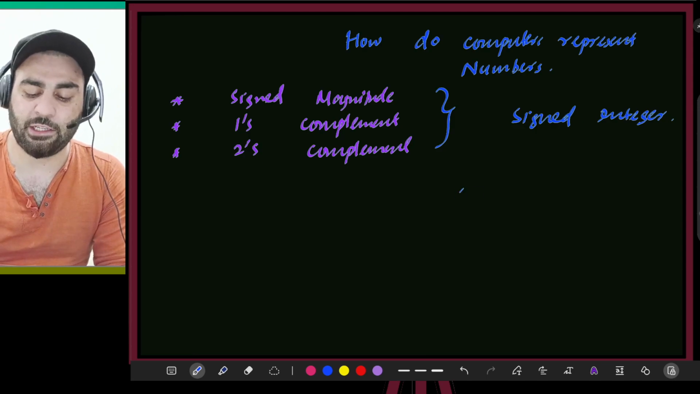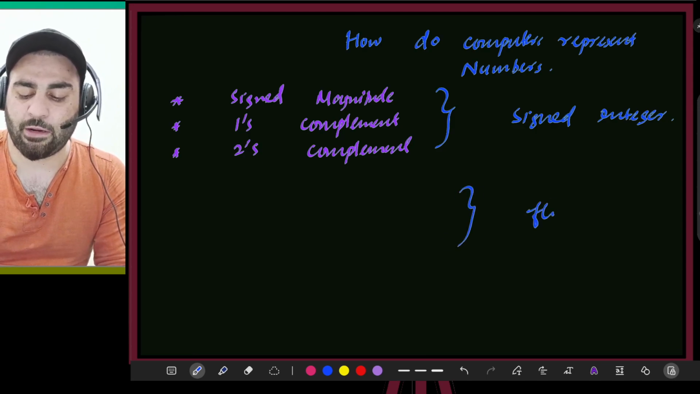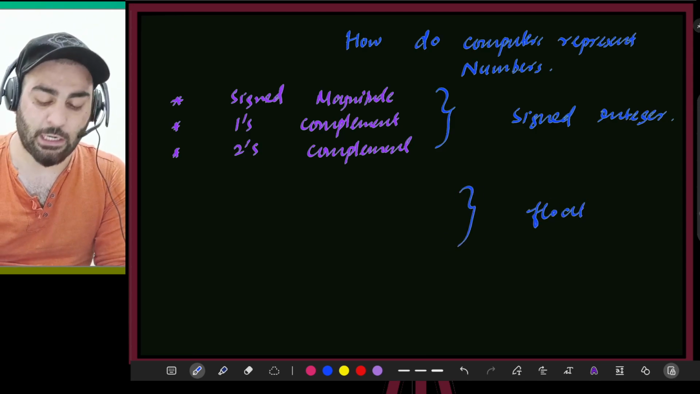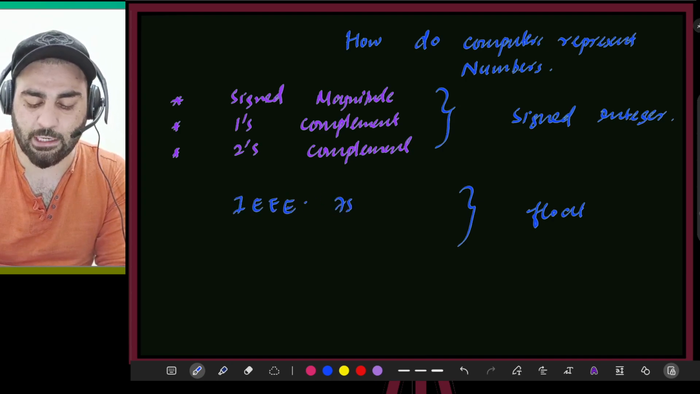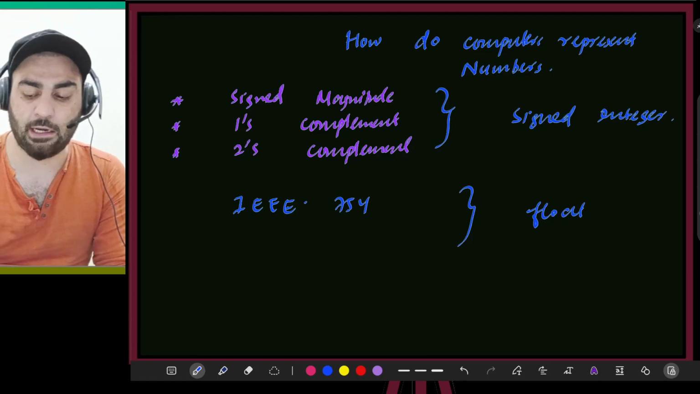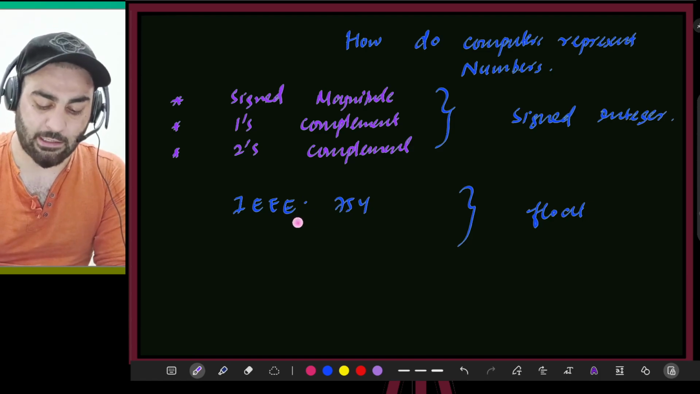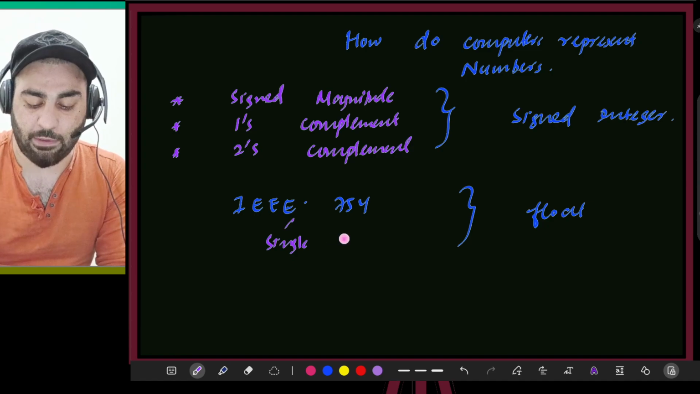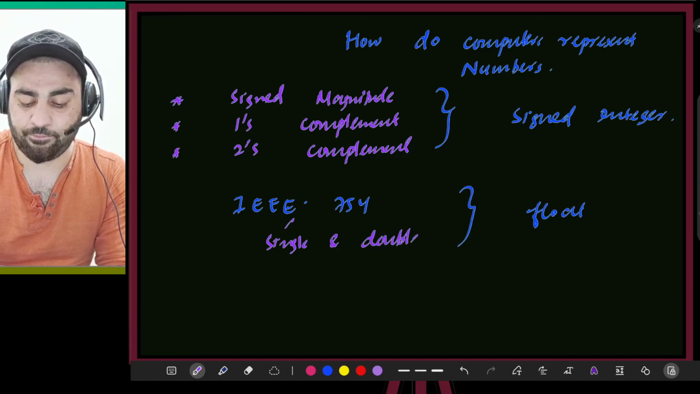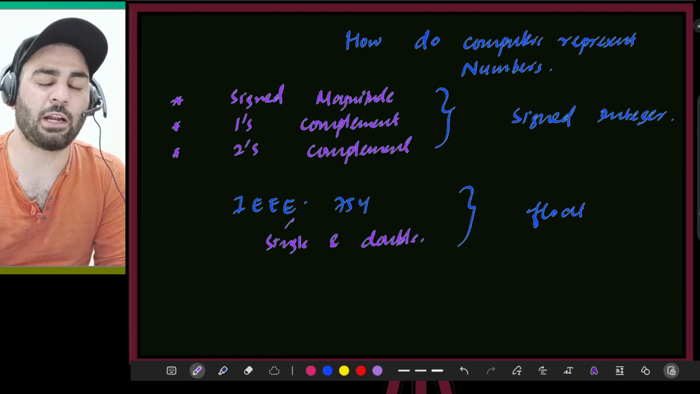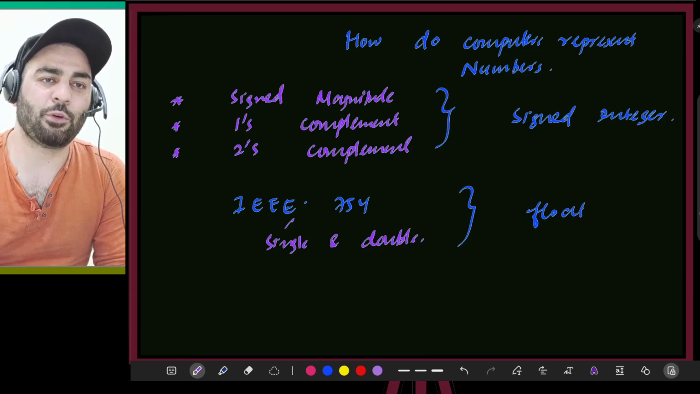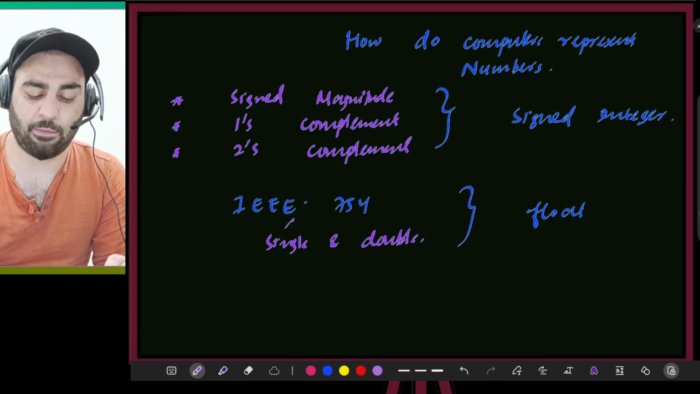Okay, these are for the integers, and I told you about floating point numbers, which you have as float or double. There are two standards, that is the IEEE 754 standard. One is called the single precision standard, and another is called the double precision standard. So single and double precision. So this is the way computers store numbers, because you know that everything at the computer's level is binary. It's just bits, ones and zeros.